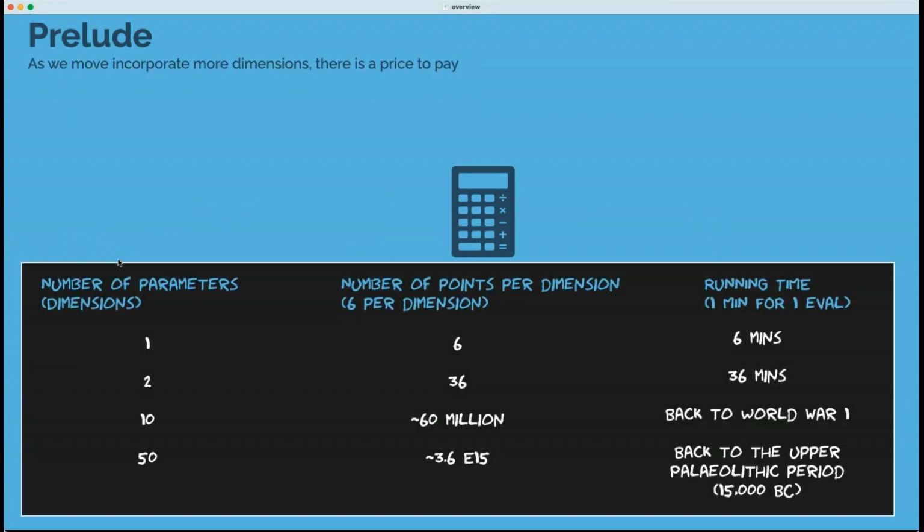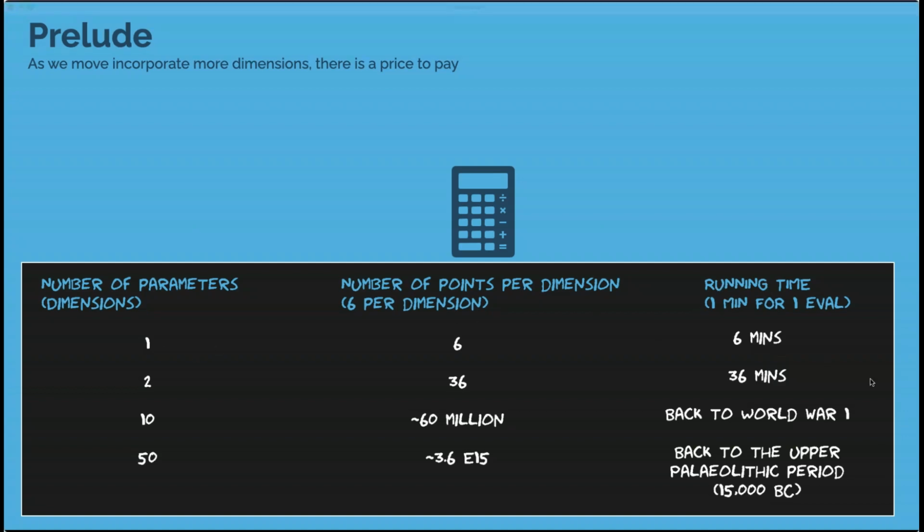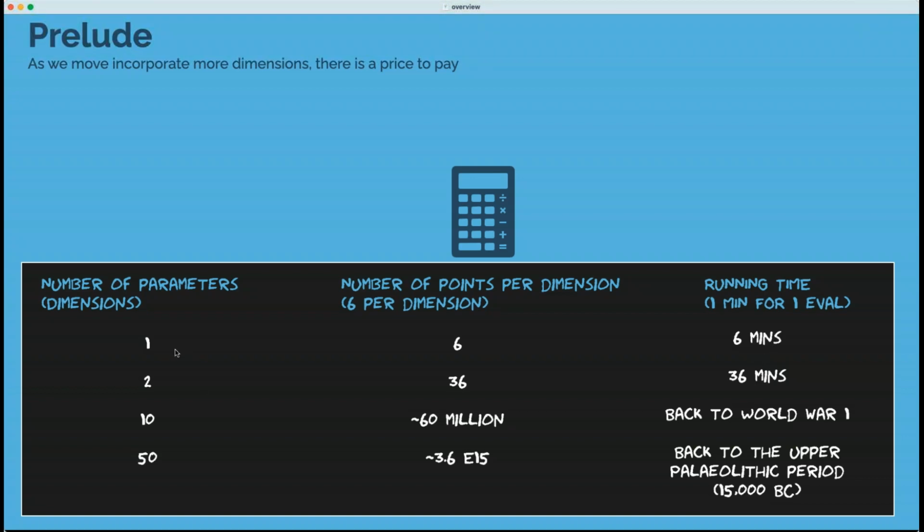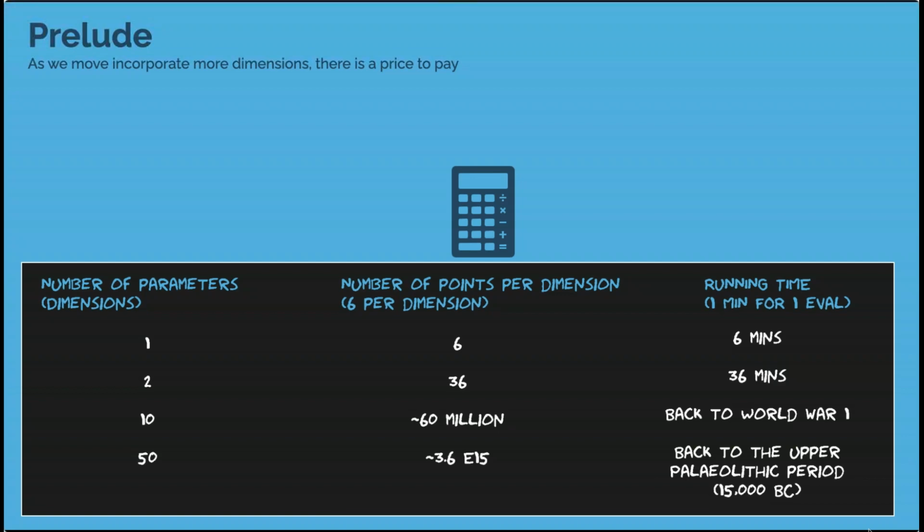And that is this. Paul is, I think, quite infamous for having a chart like this, where he has the number of parameters and the number of points per dimension. If the running time for a single evaluation is a minute, this is how the scaling goes. With one parameter, I have 6 minutes. With 2 parameters, the amount of time it's going to take to run the models is 36 minutes. 10 dimensions, just in terms of time, will push you back to World War I, and 50 dimensions pushes you back to the Upper Paleolithic period. So if you started today, how many years would it take for you to finish your assignment?